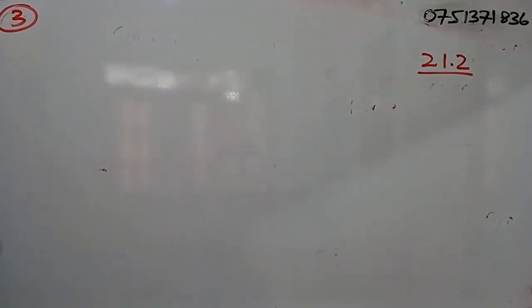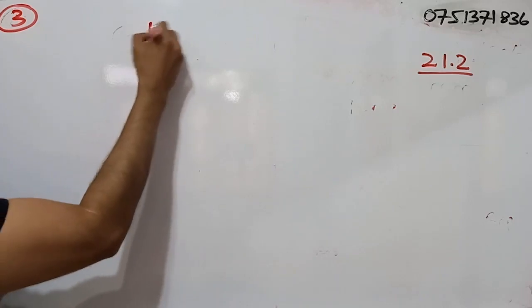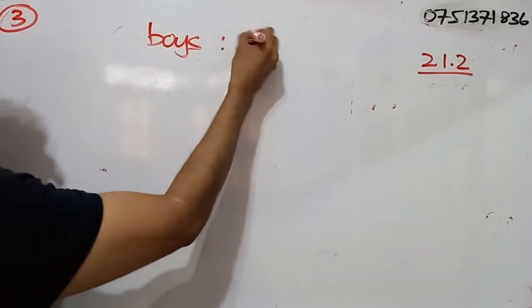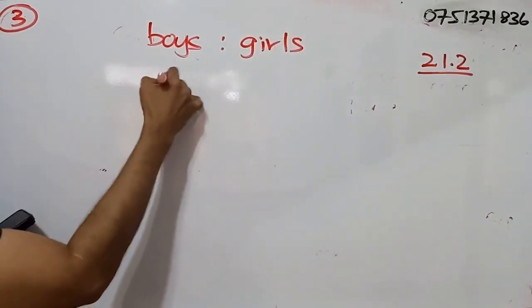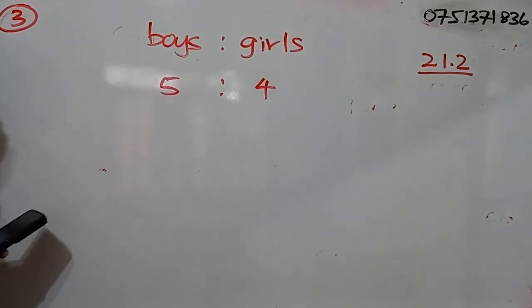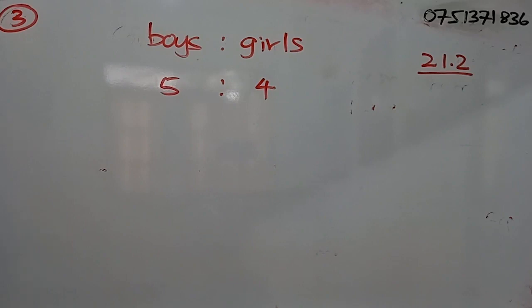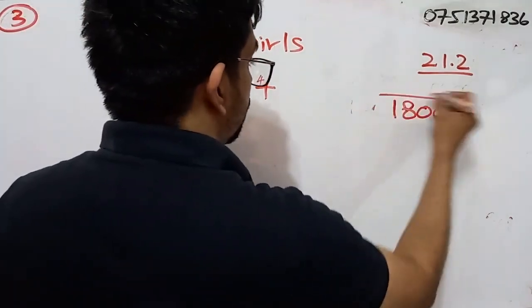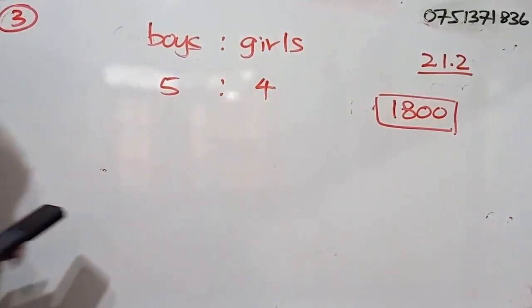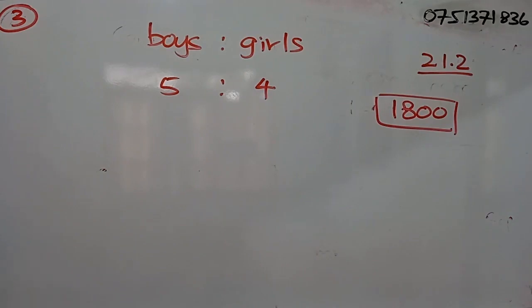Right, question number 3. The ratio of boys to girls in a school is 5 to 4. Right? So we have boys to girls. Right? So that is 5 to 4. If the total number of students in the school is 1,800. This is the total number of students. Find the number of boys and the number of girls that are in the school.